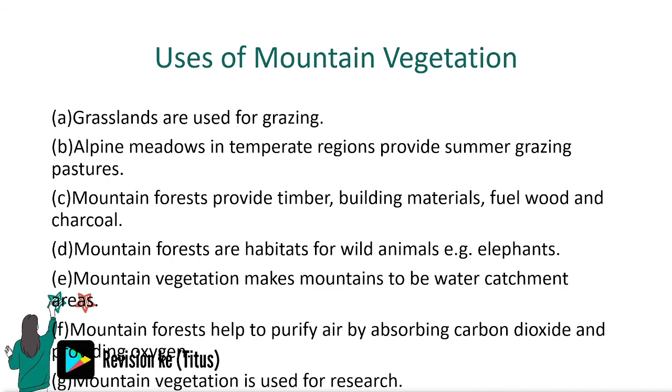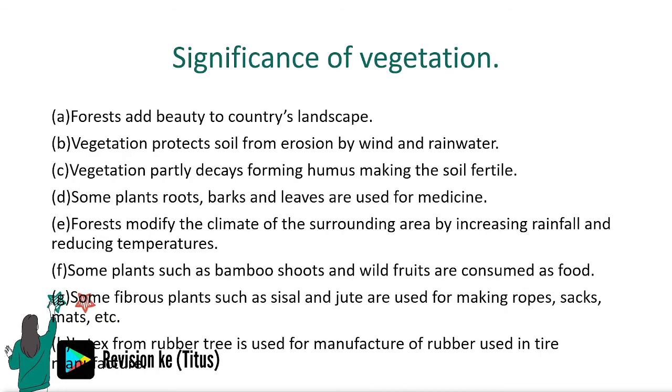What is the significance of vegetation as we end this topic? One, forests add beauty to countries' landscape. Vegetation protects soil from erosion by wind and rainwater. Vegetation partly decays, forming humus, making the soil fertile. Some plants' roots, barks, and leaves are used for medicine.